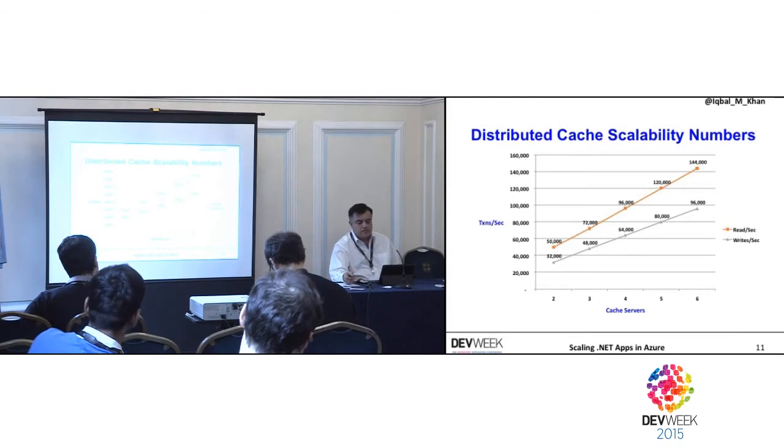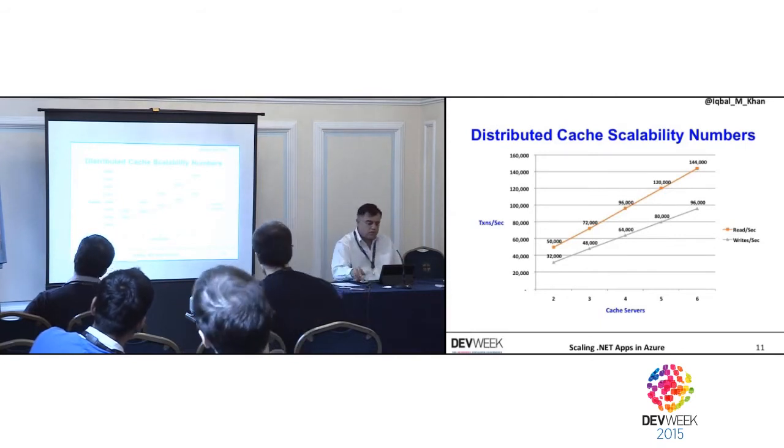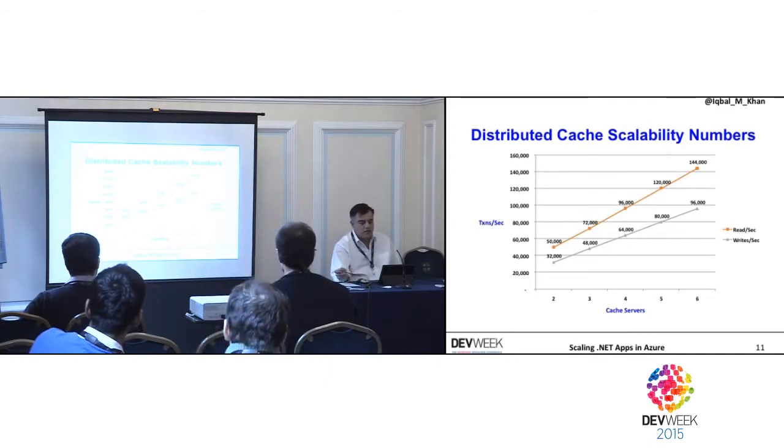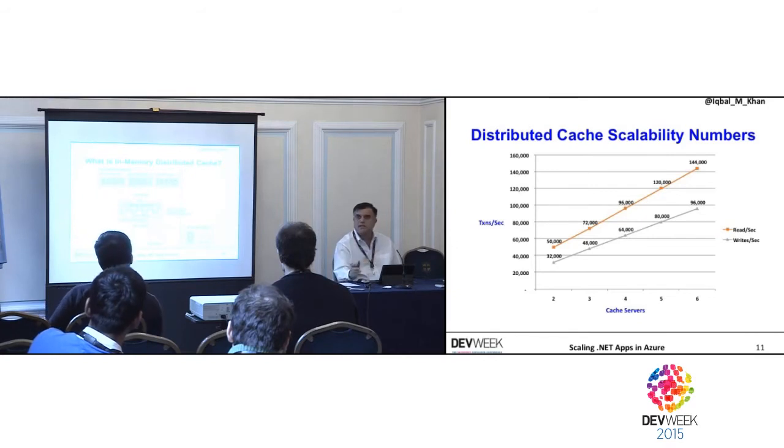If you're using a distributed cache, the first question that comes to mind is, well, what type of performance and scalability should I expect from a half-decent distributed cache? Now, not all caches have the same performance, so I'm setting the expectation on what you should see. If you have a 2-node cache cluster, you will see around 32,000 reads per second and 50,000 writes per second. These are 1K objects. These are going across the network, but to a local subnet.